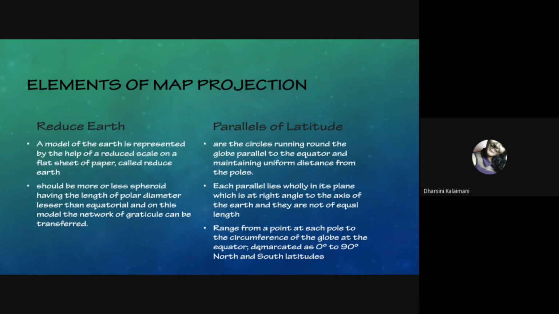Second is parallels of latitude. These are the circles running around the globe parallel to the equator and maintaining uniform distance from the pole. Each parallel lies wholly in its plane, which is at right angles to the axis of the Earth, and they are not of equal length. They range from a point at each pole to the circumference of the globe at the equator. They are demarcated as 0 degree to 90 degree north and south latitude.